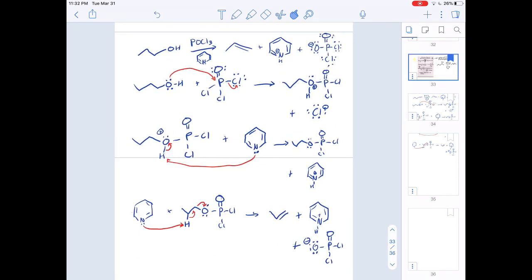So zooming out, in case it was unclear, this is the whole mechanism. This is step 1, step 2, step 3. And this is the overall reaction on the top.